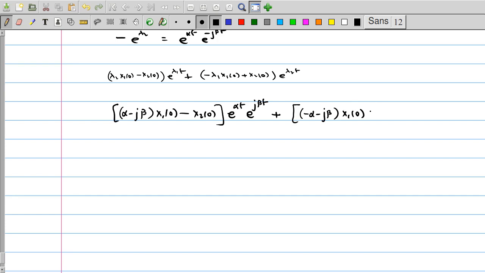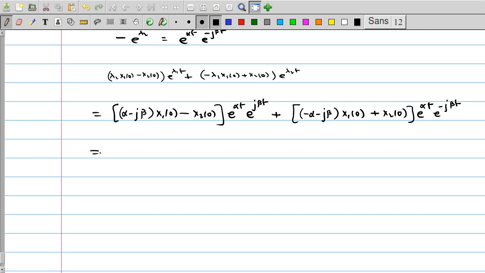x1(0) times what is it? Plus x2(0), right? Close square brackets. E to the power of alpha t, right? E to the power of minus j beta t, because that's alpha 2, right? So this is equal to that.